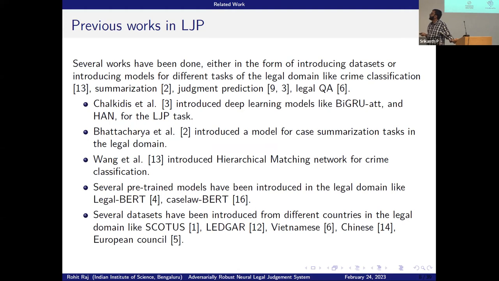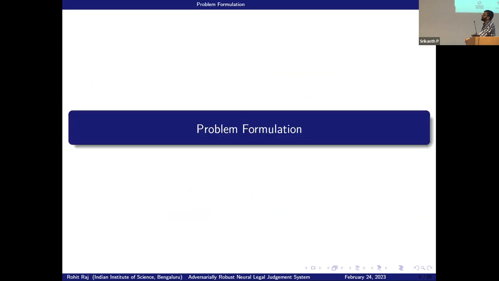There are some deep learning models introduced by some authors, like GRU-based attention models. Some authors introduce case summarization models, which are quite similar to the legal text summarization task. There are some works in few-shot learning, like hierarchical matching network, a crime classification model introduced by some authors. There are also some pre-trained models available, like Legal-BERT and CaseLaw-BERT. In terms of data sets, there are several existing ones like SCOTUS and LexGLUE of the American domain, and ECHR, a data set of the European domain. There are some other data sets of non-English domain, like the Chinese data set for crime classification.